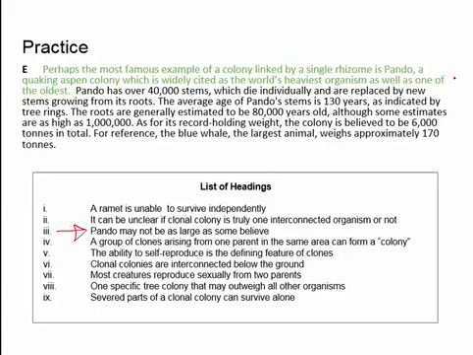Okay, so let's take a look here. Let's just read it out loud. Perhaps the most famous example of a colony linked by a single rhizome is Pando, a quaking aspen colony which is widely cited as the world's heaviest organism as well as one of the oldest. Okay, now our answer choice down below says Pando may not be as large as some believe. Okay, there is no mention of that in our topic sentence at all.